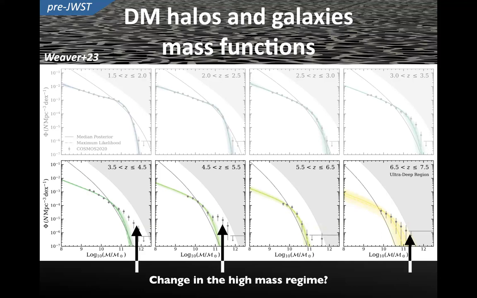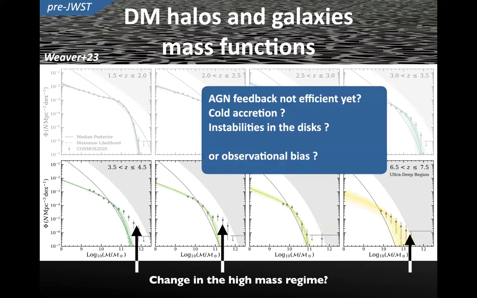And you will see after with James Webb, that's exactly what is happening today. So we worked a lot on this part. And so basically, it means that something is different in the high redshift universe. And the question is, maybe the AGN feedback is not efficient yet in this high mass regime.